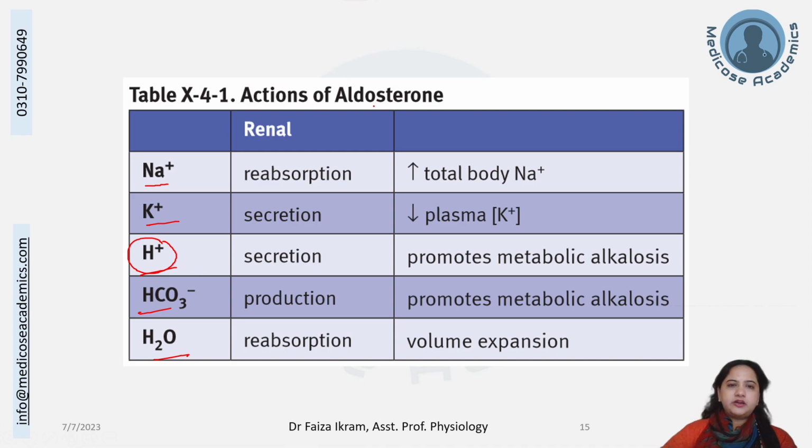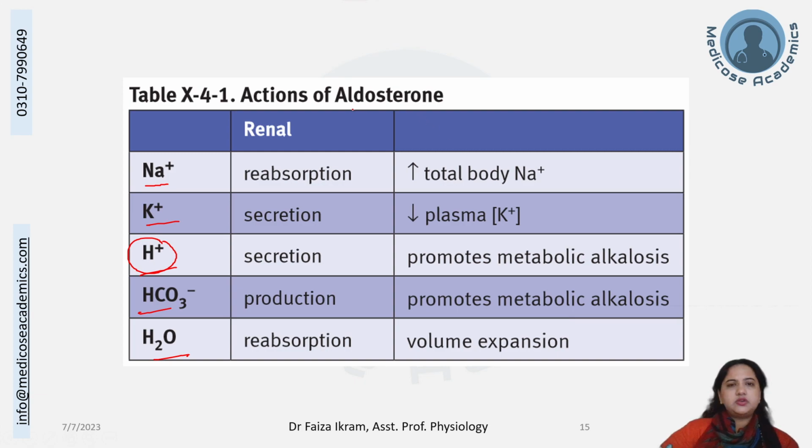But if aldosterone is produced excessively, what can you have? Excessive total body sodium, hypokalemia, loss of hydrogen ions can lead to alkalosis. Attainment of excessive bicarbonate again can lead to alkalosis. More and more water absorbed, more than what was required, can lead to water retention, volume expansion, more than what is required. So if you simply know the functions of aldosterone, you can guess the symptoms of aldosterone excess.